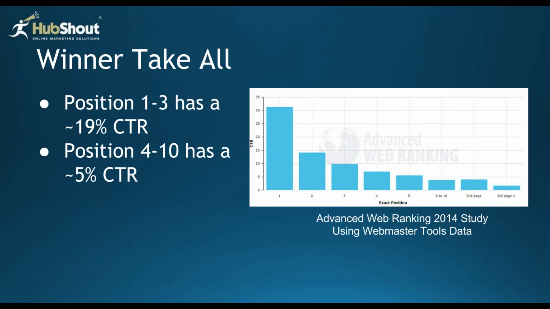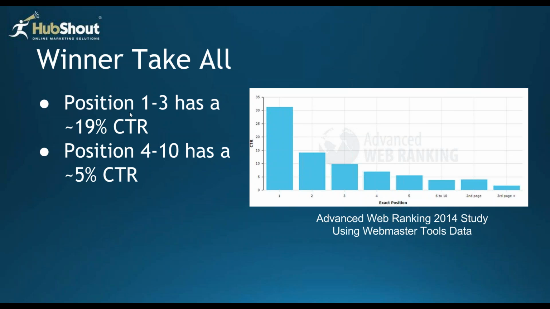Position 1 through 3 has an average click-through rate of 19%, and then it drops down to 5% for the rest of page 1, and it keeps going down from there. Interestingly enough, their click-through rate studies for page 2 and 3, or page 2 at least, were like 2.5% or something. So it was interesting to see that, in some cases, you can even see here that the click-through rate on page 2 rankings actually was slightly higher than 6 and 10. So interesting that their survey showed that.